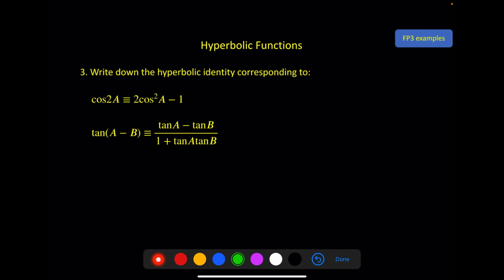Number 3, fairly straightforward. Write down, not work out or prove, write down the hyperbolic identity corresponding to these two identities. So the only thing we need to be wary of is that third part of Osborne's rule, which is the product or implied product of two sin x terms. So in cos 2a, I don't have any sines coming in. So we've got cosh 2a must be identical to 2 cosh squared a minus 1. No sines to worry about.